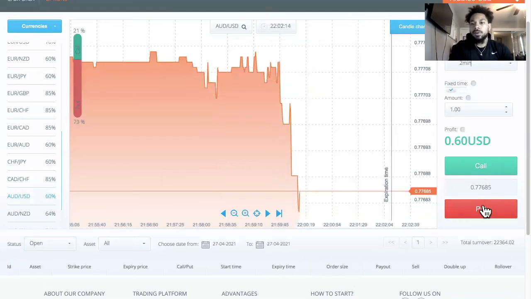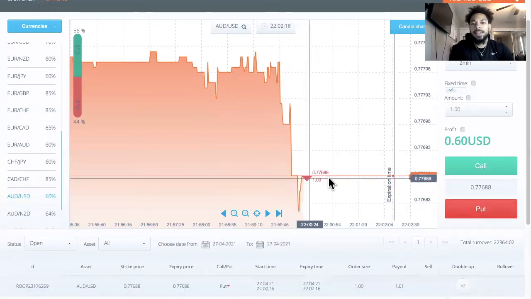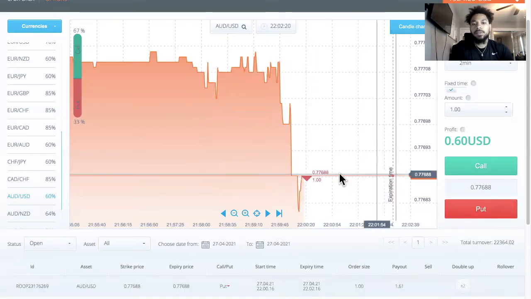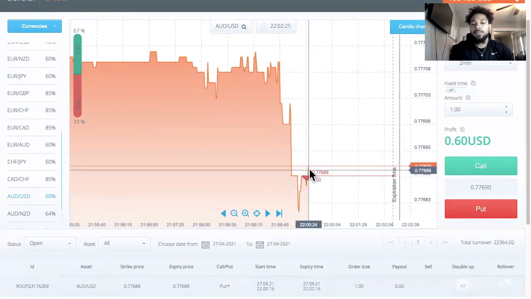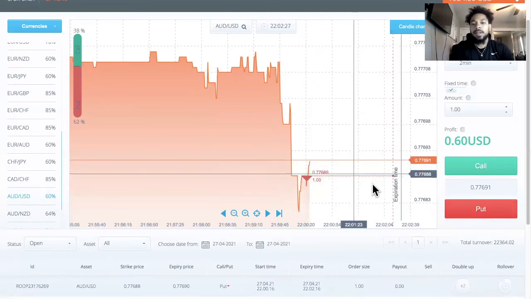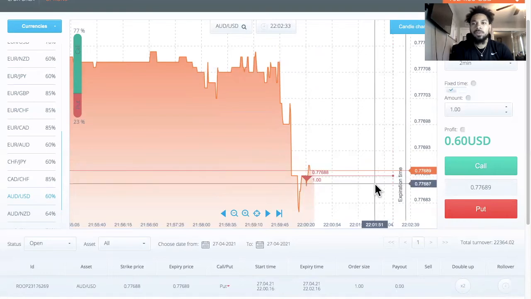I'm going to enter one more, which is a put option. So you'll see that this red line now appeared, which means since I went in for a put, that means a sell, I want price to be below this red line by the time it reaches this dashed vertical line here. Okay, remember these are 2-minute trades.